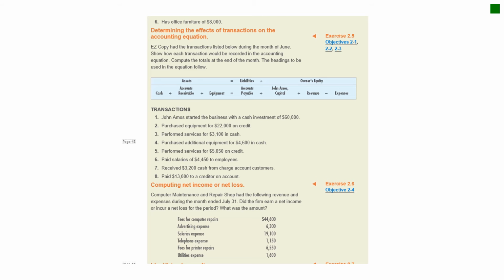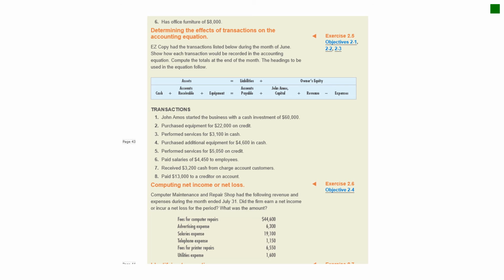Number 4, it says purchased additional equipment, and this time you bought for cash. Notice if you compare number 2 and number 4, it's the same type of transaction except one is on credit and the other one is for cash. So again, equipment is going to be a plus $4,600. And notice because we paid cash, it's going to be a minus $4,600 over here. We still balance. Plus $4,600 minus $4,600. Notice this is only the asset section on number 4.